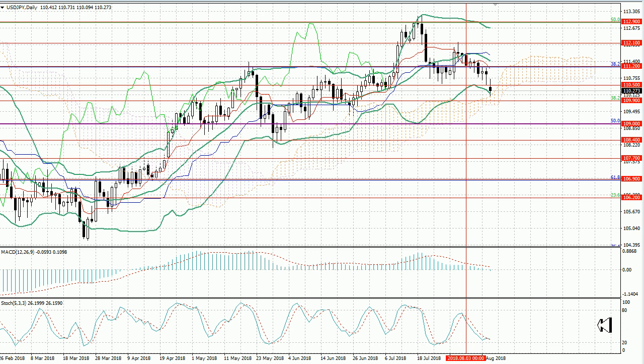Last week, the pair dollar-yen was declining and is now aiming for the level of 109.90, which coincides with the Fibonacci correction of 38.2%. Breakdown of this level will ensure a further decline to the level of 109.0. The key for the bulls is the level of 110.50.